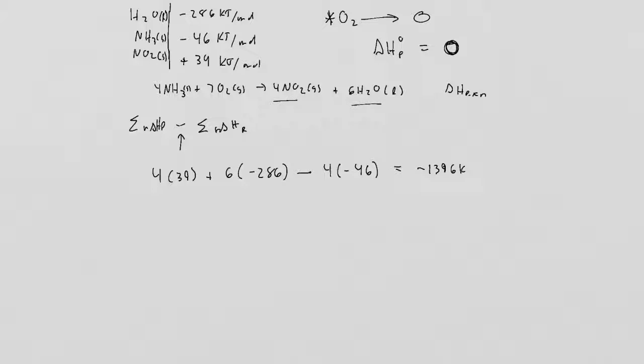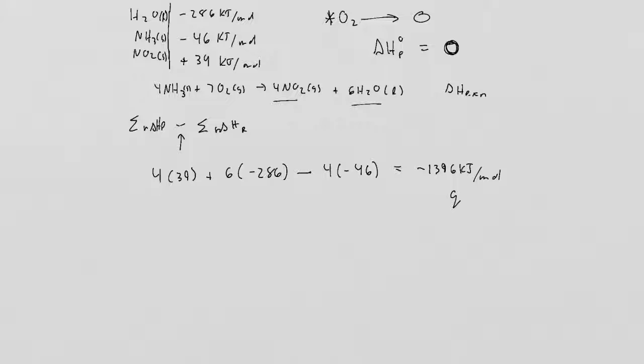1396 kilojoules per mole. Now you can use this value like, okay, what if I were to make 8 moles of NO2? How much energy would be released? And if that was released into water, how much would the temperature of the water change? So you can take that value and determine what Q is under certain conditions and do the whole mc delta T thing and stuff like that.